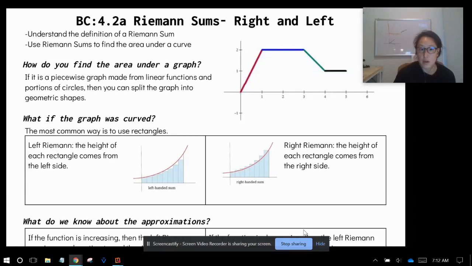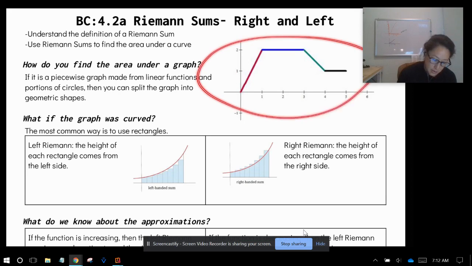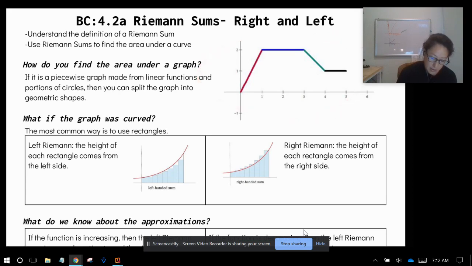We're going to find the area under a curve today using geometry. So for the first one, how do we find the area under this curve? Well, we can split it up into different geometric shapes.